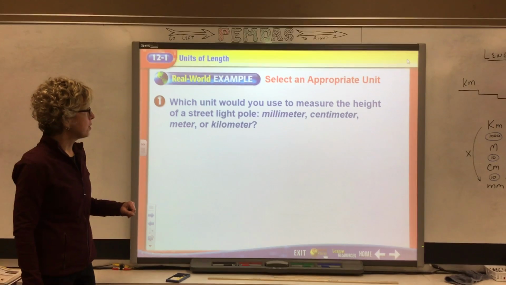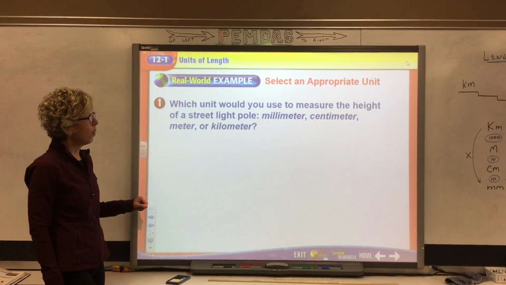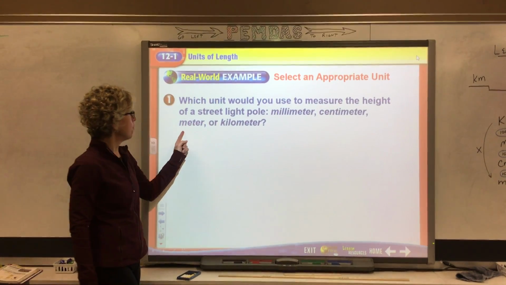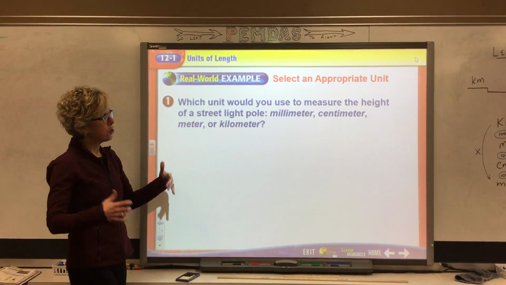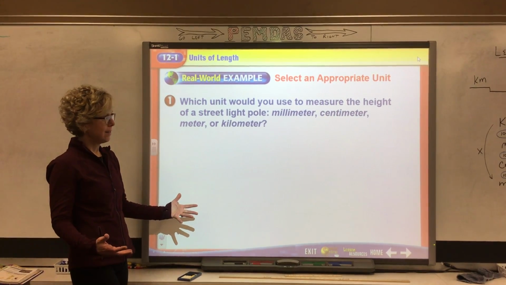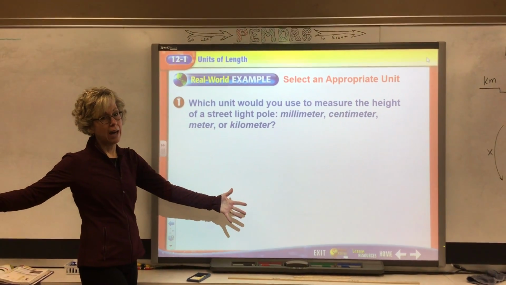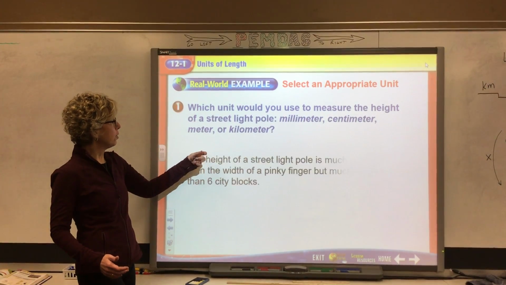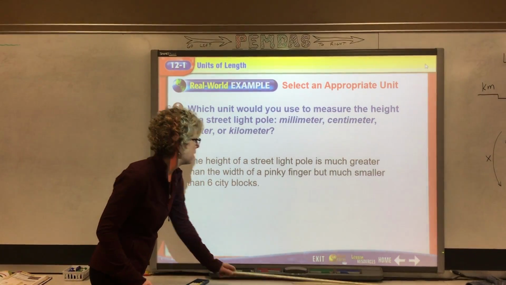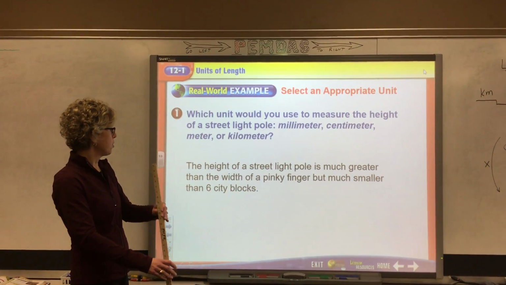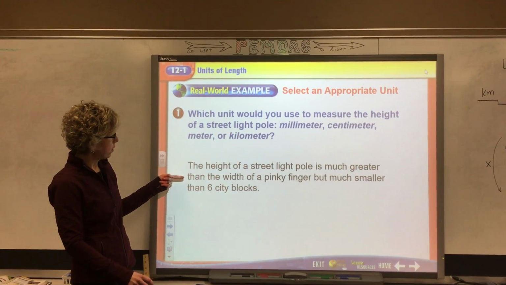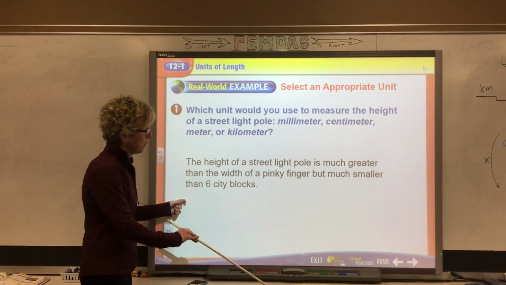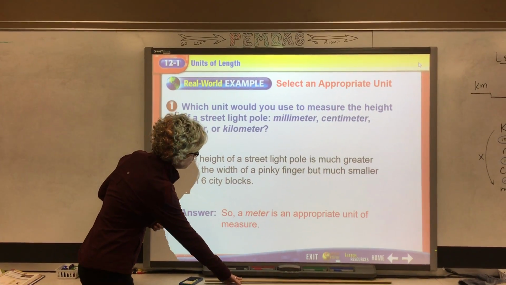Which unit would you use to measure the height of a street pole when you think about those units of measure? A millimeter, a centimeter, a meter, or a kilometer? Well, a street pole isn't necessarily going to be like 6 city blocks, so we know it's got to be something smaller. We know that we would use more like a meter stick. The height of a street pole is much greater than the width of a pinky finger, but smaller than 6 city blocks. We would use a meter.